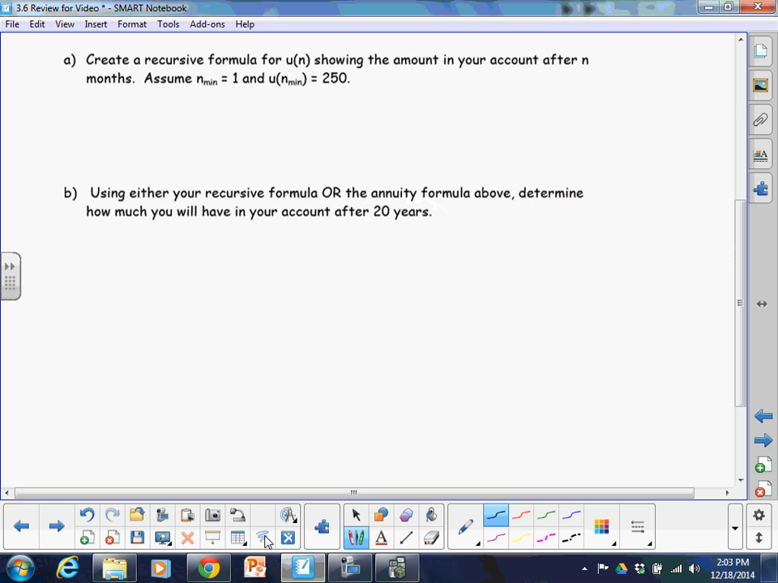Just be careful though, because 20 years is not 20 months, right? So 20 years is actually 240 months, and our n value is in months. So if you scroll down that far, look at the y value, that should give you your answer.